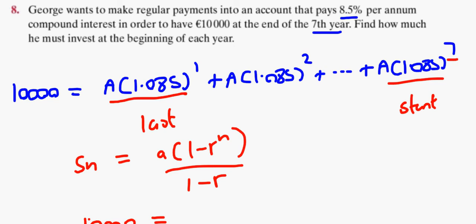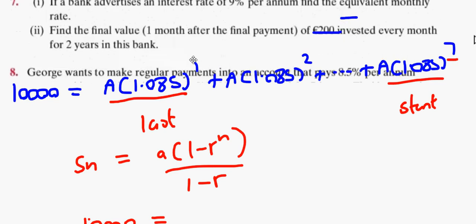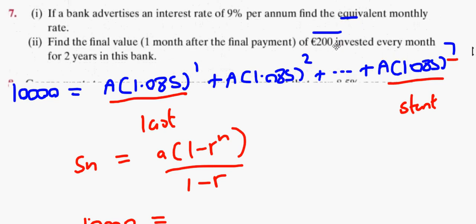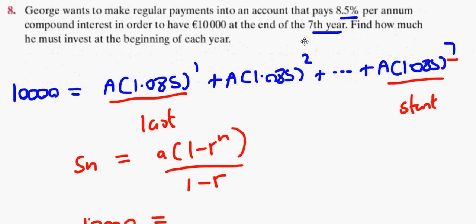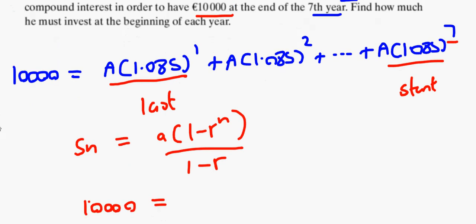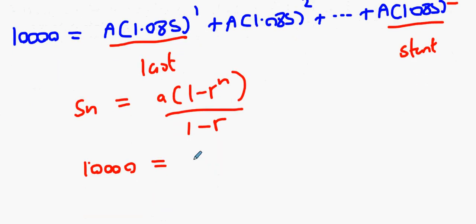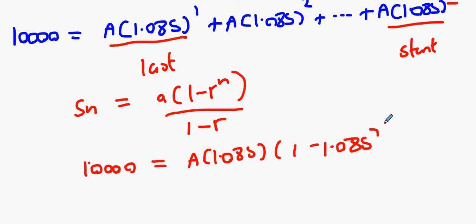While question 7 told us we were investing 200 every month, this one doesn't have that. Okay? So this one gives us the final amount and asks us to find the amount invested. So it's A into 1.085, 1 minus 1.085 to the power of 7, on 1 minus 1.085.